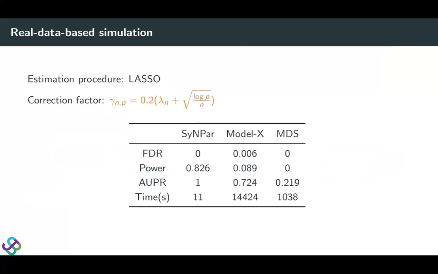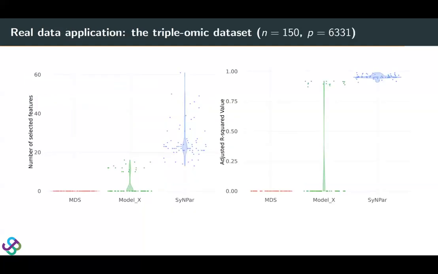On this data, we use the same correction factor we set before. And you can see that comparing SyNPar Model X to MDS, one notable difference is SyNPar has much shorter running time and also much higher power and AUPR than the other two procedures. Especially the power advantage is very obvious. So on this real data, we can see an even bigger difference than in previous simulation settings.